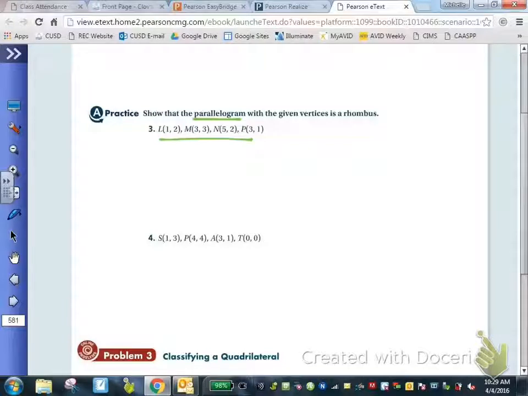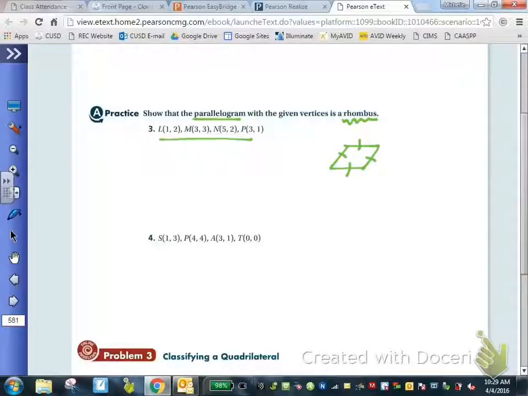What does it want us to prove? That it's a rhombus. Okay, so how would we do that? A rhombus is a parallelogram, but what's special about it? Two sets of parallel sides. Well, that's all parallelograms. It has to do with the side lengths. All sides are equal, okay? So a rhombus is a special type of parallelogram where all sides are equal. So what would we have to prove here?